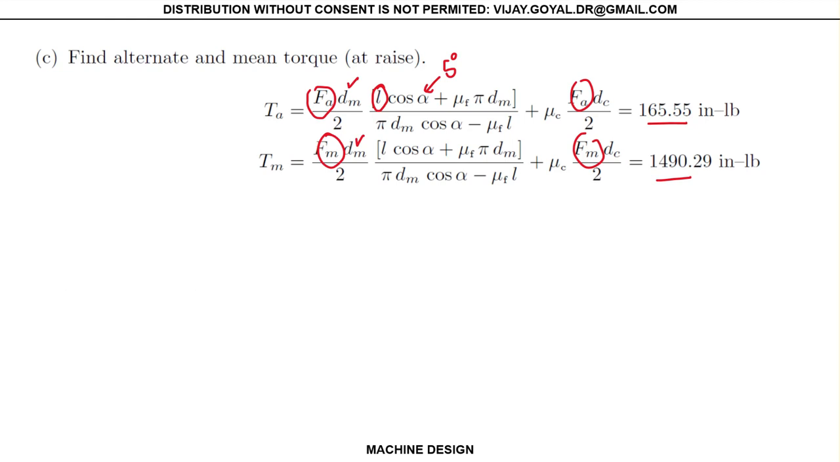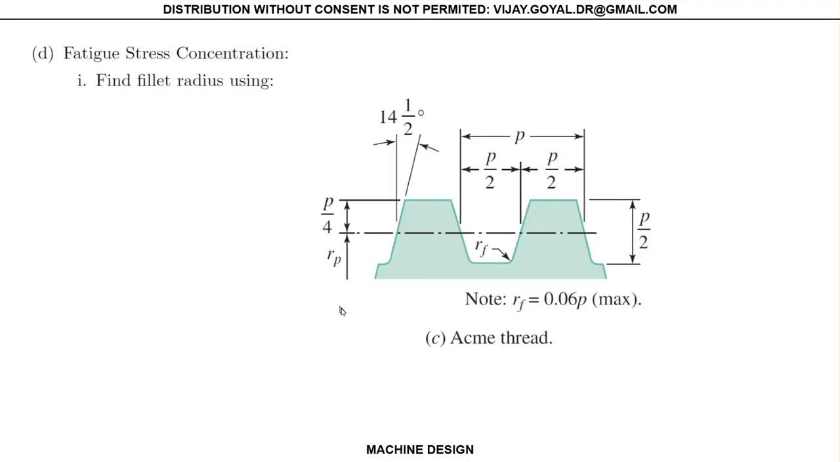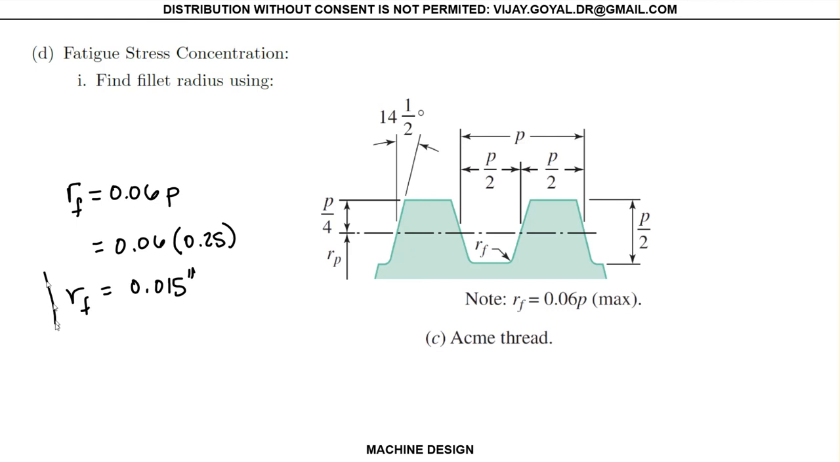your fatigue stress concentration factor. Okay, the fatigue stress concentration factor, this is what I'm going to do. So I'm going to start with RF. It's going to be 0.06 times the pitch. This is 0.06 times 0.25. That would give me 0.015 inches. Okay, inches. So this is your RF.